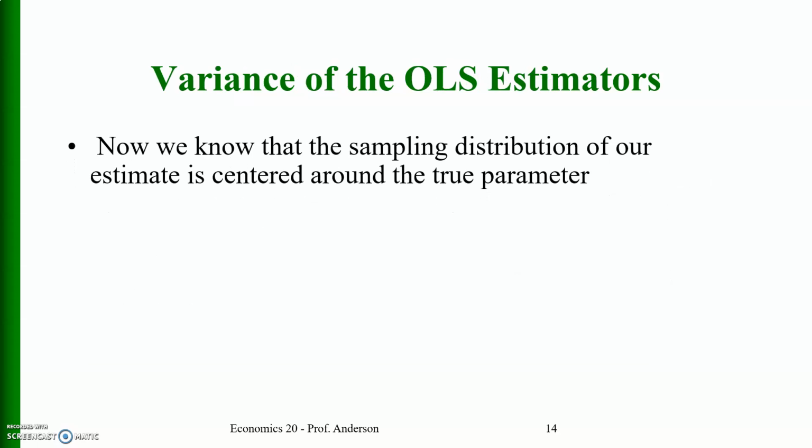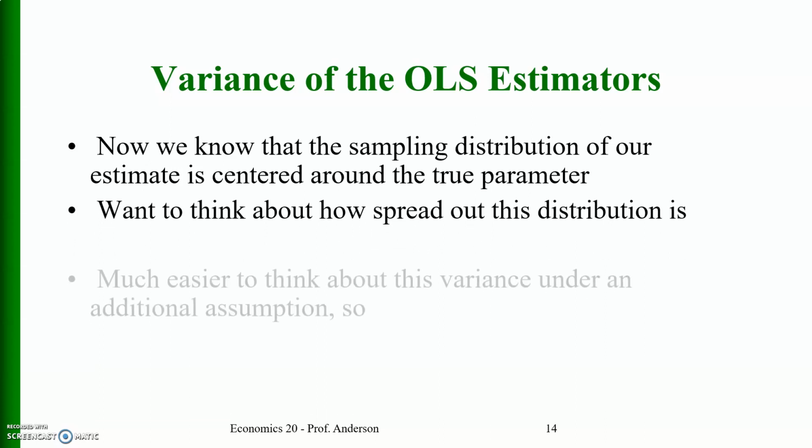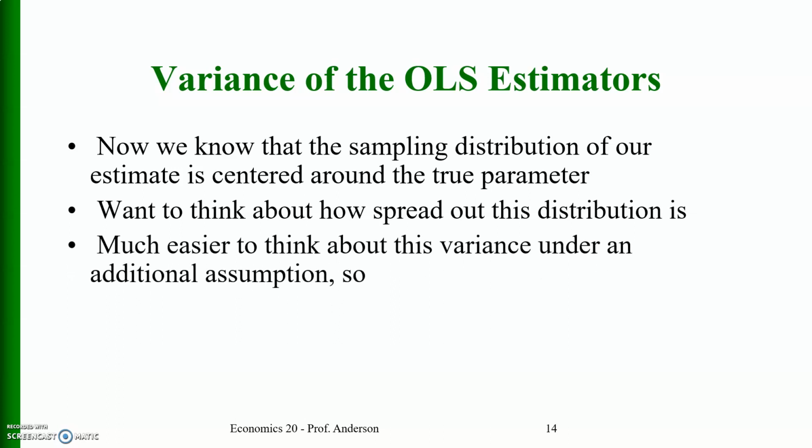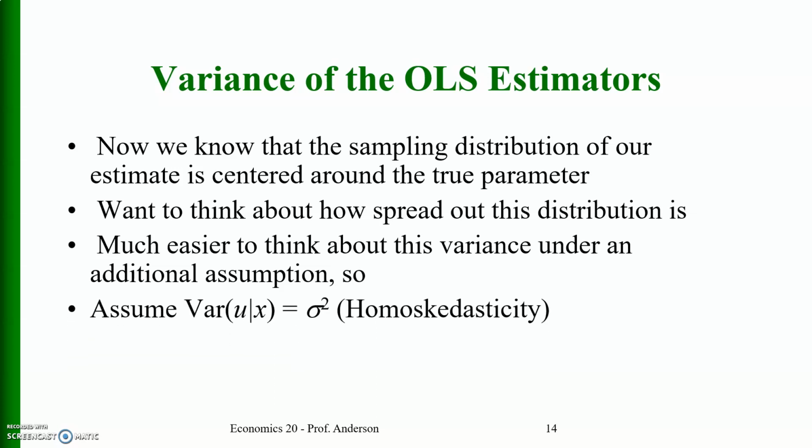Variance of OLS estimators. Now we know that the sampling distribution of our estimate is centered around the true parameter. We may want to think about how spread out this distribution is. It is much easier to think about this variance under an additional assumption. So we assume the variance of u given xi is equal to sigma square, and this is the assumption of homoskedasticity. That is, the variance of the error term is constant.